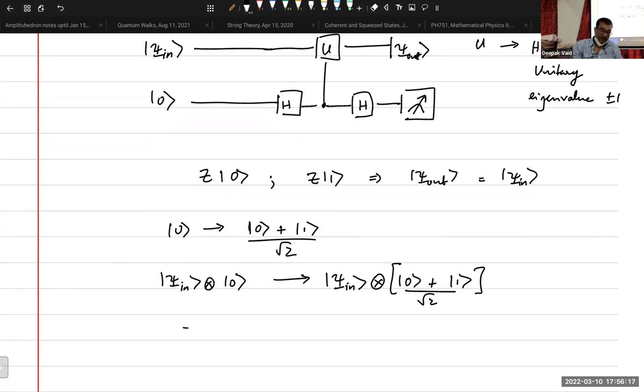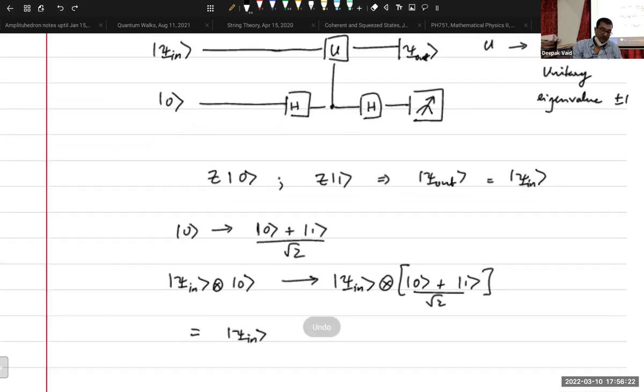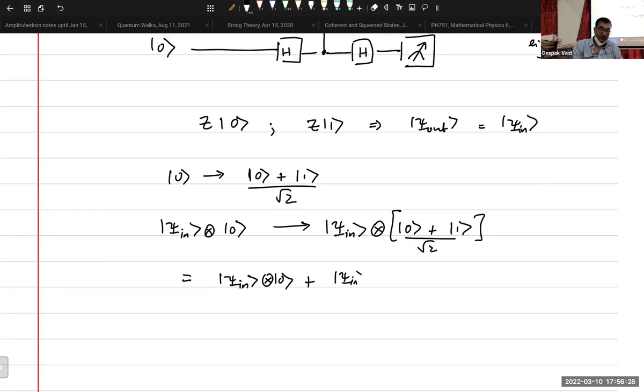So let me write this, let me expand this out. This is psi in tensor 0 plus psi in tensor 1 by root 2, right? And now there's a control unitary. So the control unitary does what? Control unitary means nothing happens to this component, right? Because the control is 0. And this component gets acted upon by the given operator.